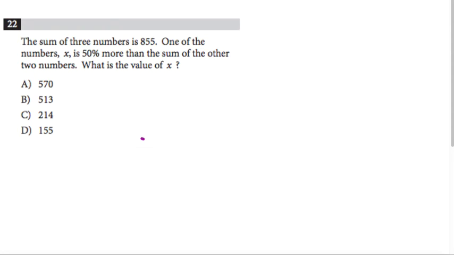All right, so I love this question number 22. It says the sum of three numbers is 855. One of the numbers, x, is 50% more than the sum of the other two numbers. What is the value of x?